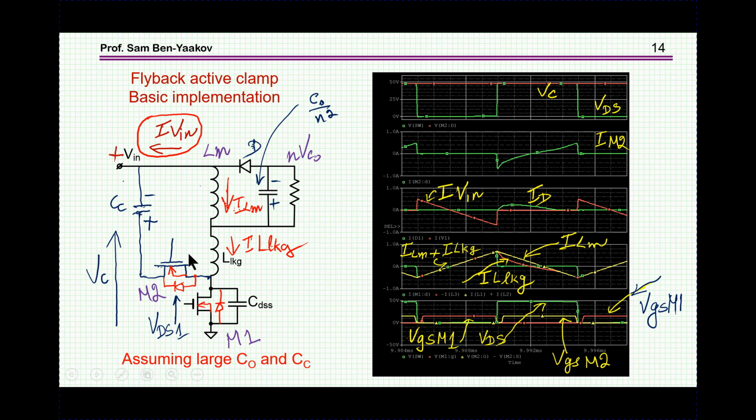Now let me just state that what I'm showing and what I'm going to show here, first of all, is the basic implementation of the active clamp. The actual practical circuits are a little bit different. I'm going to talk about them, but I think it'll be easier if we just consider the very basic implementation. And in this case, this capacitor and this capacitor are assumed to be very large, so that the voltage across them is about constant, okay? So that in steady state, the voltage here is going to be constant.